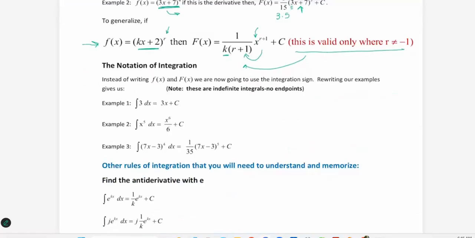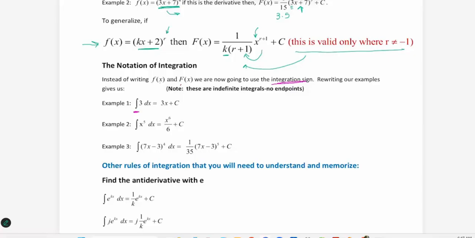We are now ready for the notation that can go along with it. And this is what it is. Instead of writing little f of x and capital F of x, we're now going to use the integration sign. Rewriting our examples gives us this. So you're going to take the antiderivative of that little f, but I'm just going to write it as 3. Because I'm taking the derivative with respect to x, I am going to have dx be at the back.